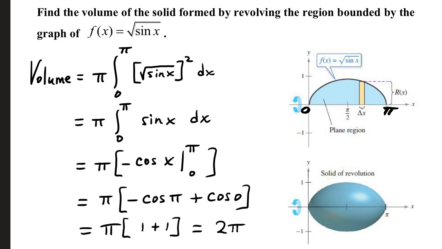Square root of sine x, quantity squared, is sine x. The antiderivative of sine x is negative cosine x. Using the fundamental theorem of calculus, we plug in pi, subtract, plug in 0. So that gives us pi times negative cosine of pi minus negative, that's why there's a plus sign here, cosine of 0. Cosine of pi is negative 1, negative 1 is positive 1, cosine of 0 is 1, so that gives us 2 pi. That gives us the volume of the shape at the bottom right of your screen.